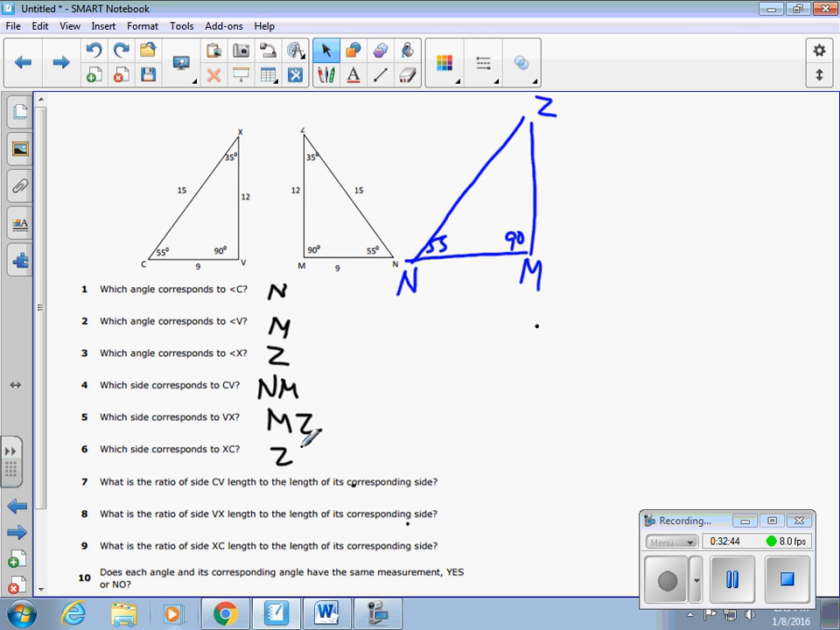XC. What's the ratio? 9 over 9, and I reduce to 1 over 1. 8, what's the ratio? Reduces. And X over XC. And do all the angles? Yes. And this tells me that my angles are congruent.